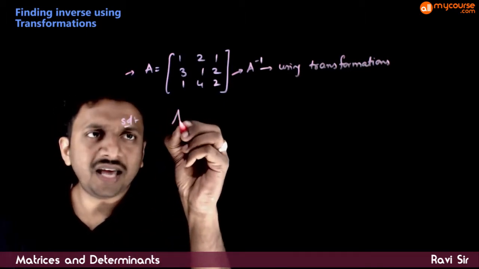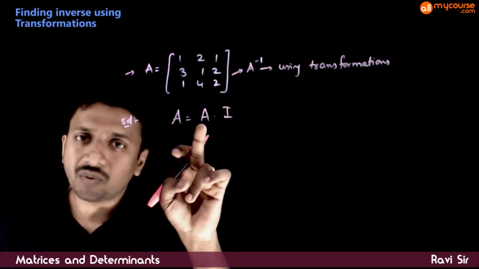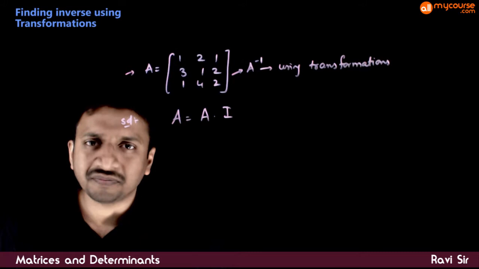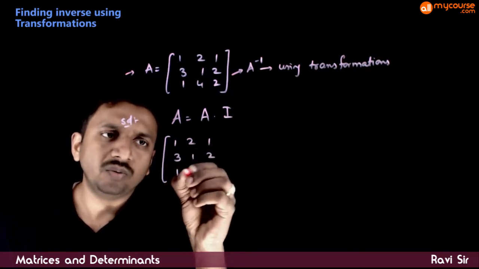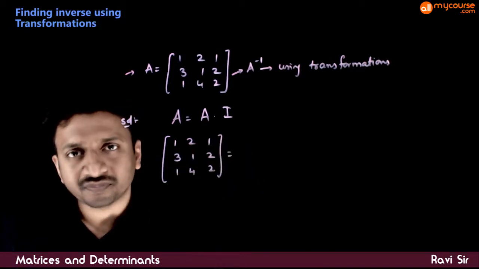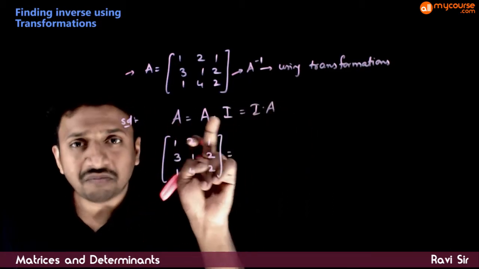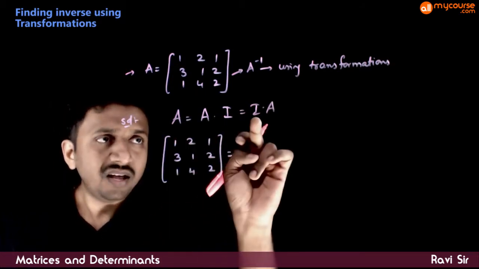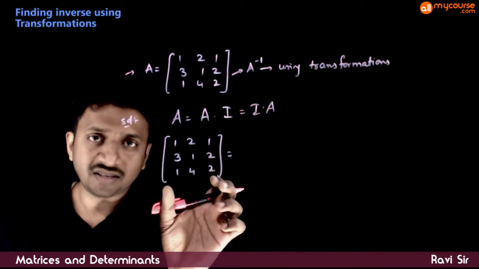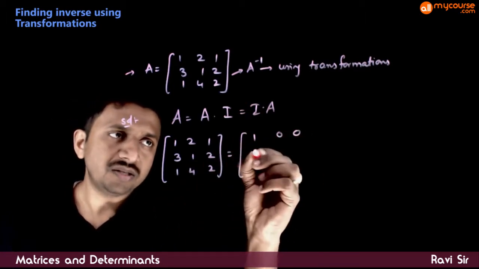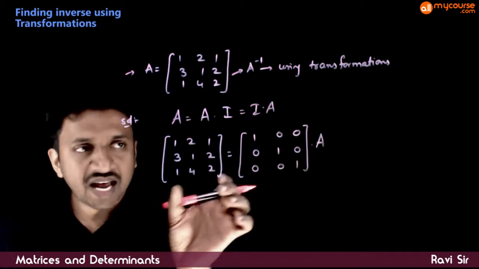So the first step is we write A is equal to A times I. So what I write is 1 2 1 3 1 2 1 4 2 is equal to. A is equal to A times I or I times A also, because I is the multiplicative identity in matrices. If you pre-multiply a matrix with I or post-multiply a matrix with I, you get the same matrix. So A is equal to 1 0 0 0 1 0 0 0 1 times A. So you start with this step.